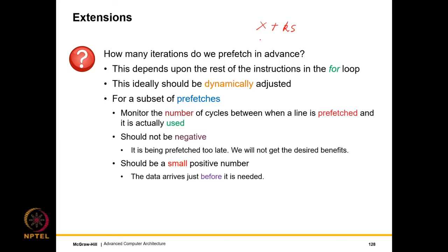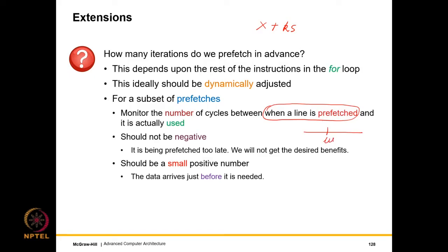So this distance can be dynamically adjusted. One way of scientifically doing this is to monitor the number of cycles between when a line is prefetched and when it is used. It is clear that it's not when a line is being prefetched, it is when it is arriving. So if it is negative, it means that this is being prefetched too late. The way we interpret this phrase is that when a line is prefetched means when the data arrives and when it is used.